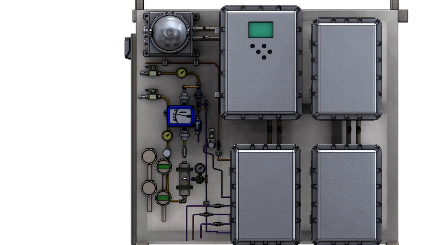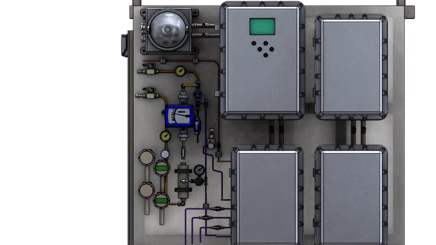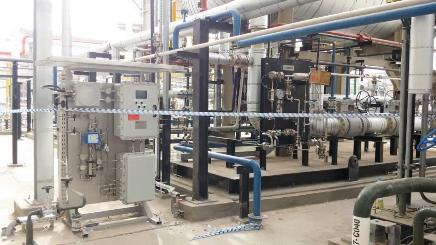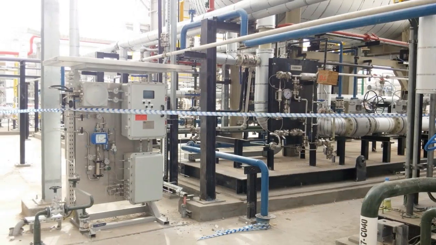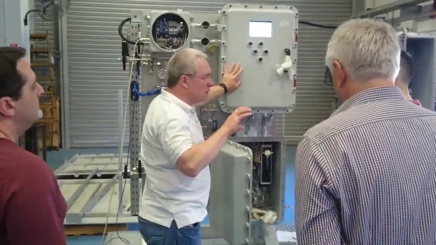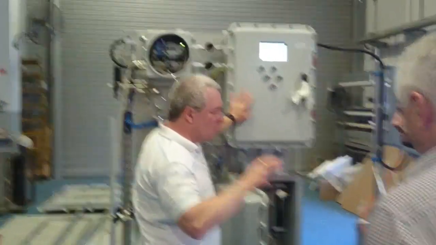The MOD-4100 analyzer system is based on a modular package concept, which allows for easy installation on site. It is thoroughly inspected and tested by our factory to ensure the highest level of quality.